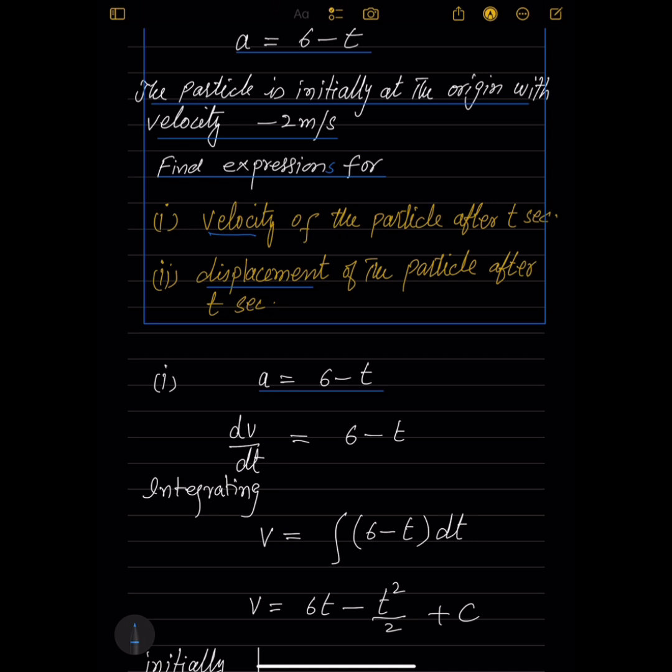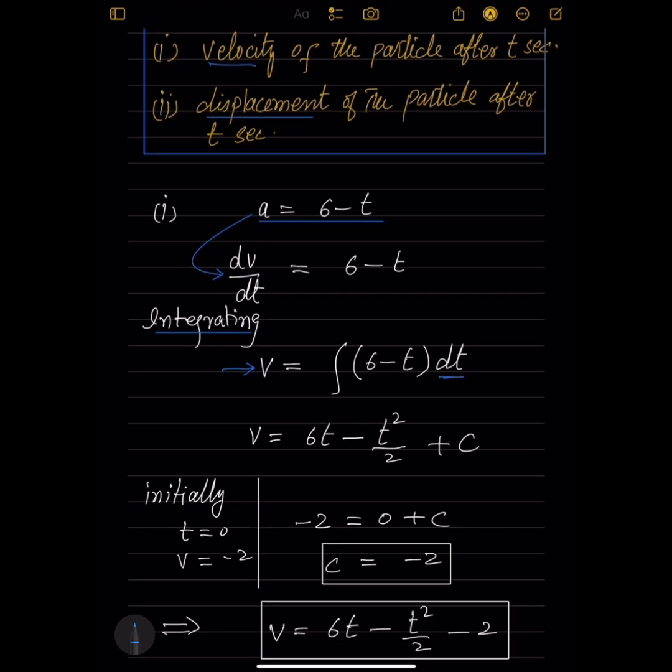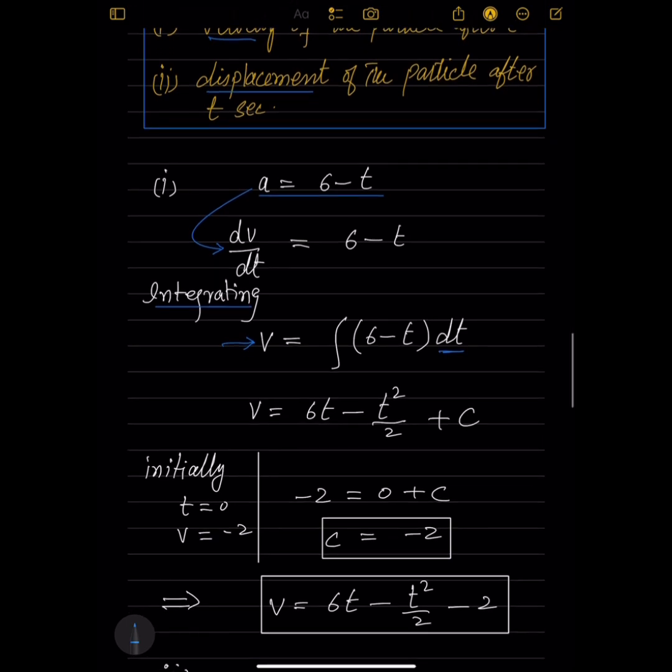If we are integrating, first we can write a as dv over dt is equal to 6 minus t. Now integrating each side, when we integrate dv over dt that becomes v, and we integrate the right side, 6 minus t, with respect to t. The integration of 6 is 6t and of t is t squared over 2, plus c. The constant c must be there because the limits are not given.